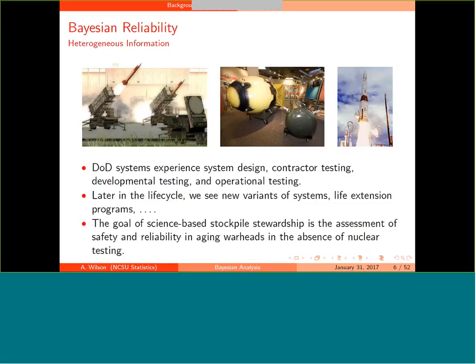And so we were looking at the challenge, and it used to frustrate me as a statistician, and I would say, but we have this other information. This system has been in development, we've done developmental testing, the contractor has information, or if it was a new variant of a system, we've used the system before. Why is it that we don't take advantage of this information that we have?